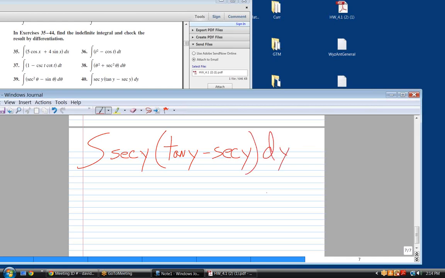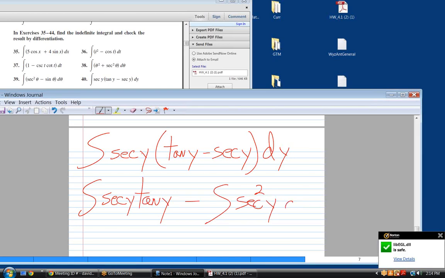Finally, a little difficult one. So to solve this, would we just multiply the inside of the parentheses by the secant, so we'd have secant tangent minus secant squared. And then when we did the integral of that, we would be getting secant minus tangent. Good.